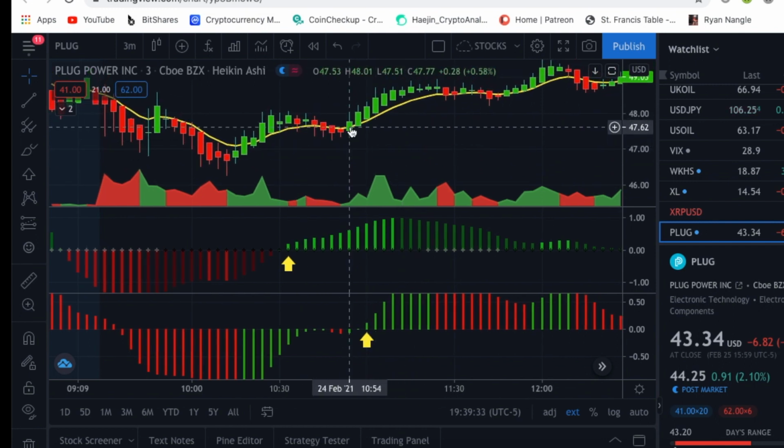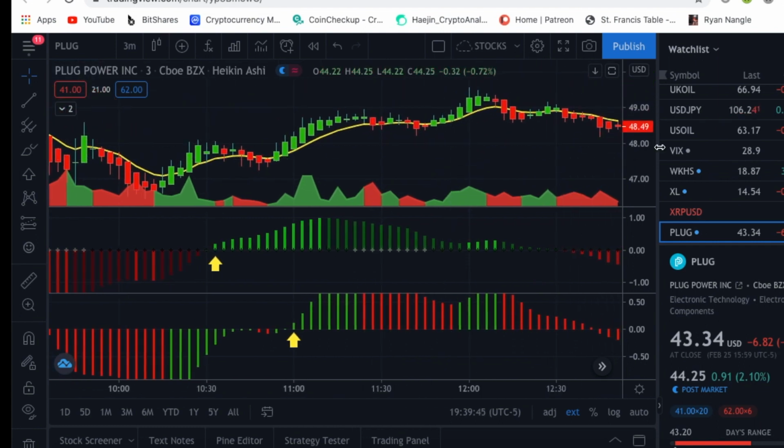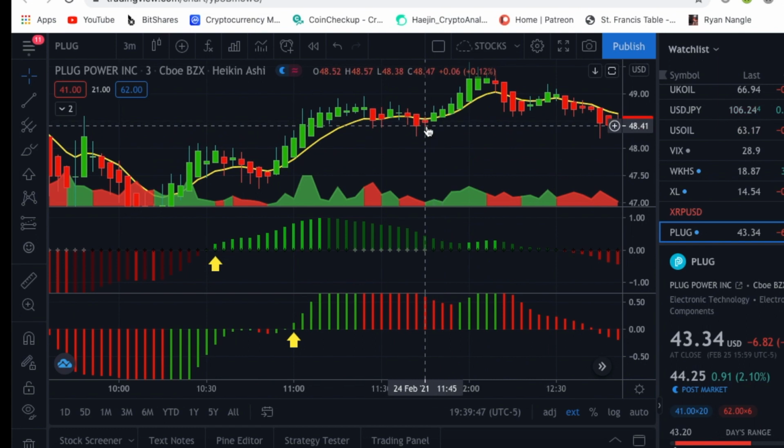And sure enough, look at the candles. The Heikin Ashi smooths it out and says, hey, we got green candles right here, so you can ride this little pop up right here. And of course, at the red candle, you'd be out right there. Then if you want, you can hop back in on these green candles. You got 3 green candles.